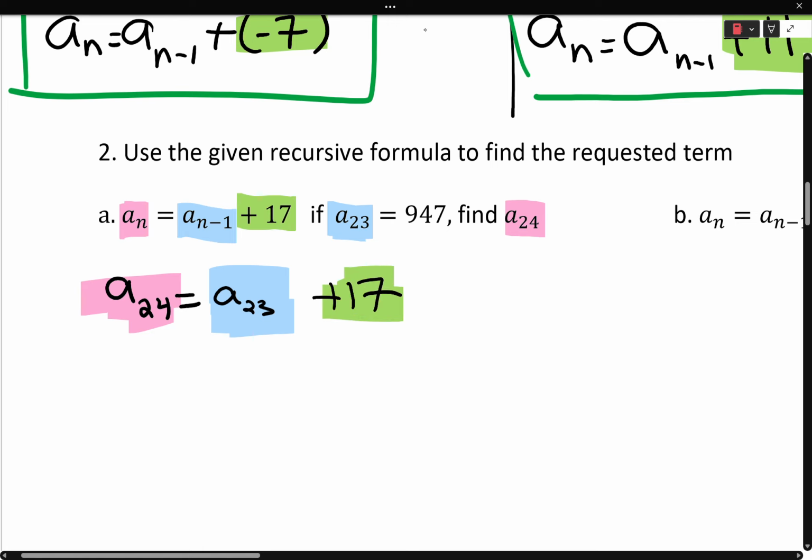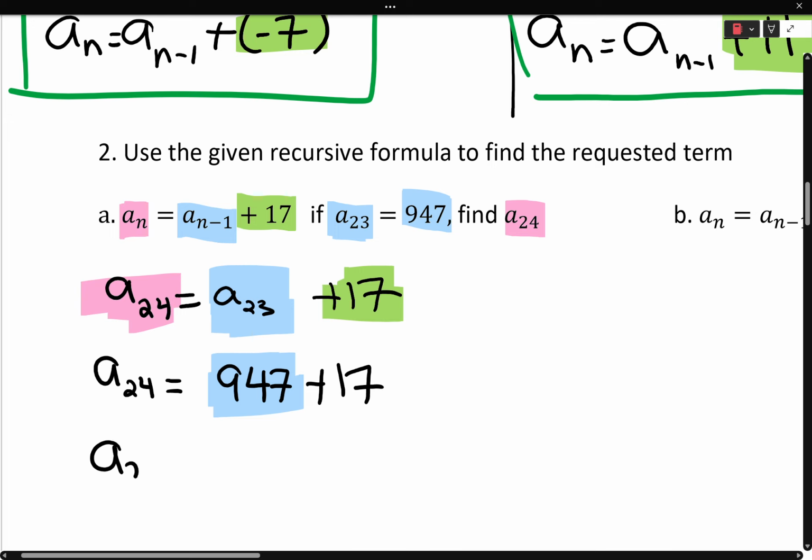All right. Now we need to find A24. I don't know what it is, but I do know that A23 is 947. 947 plus 17. So our 24th term is going to be 964.